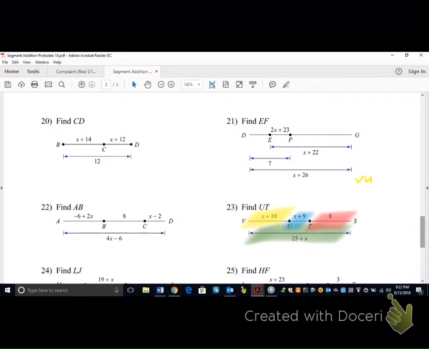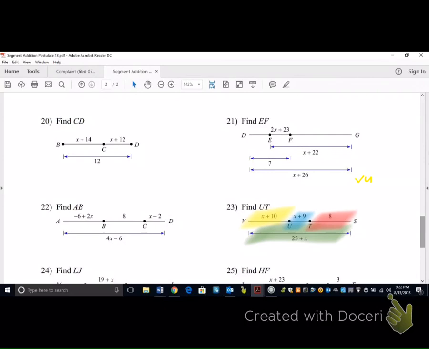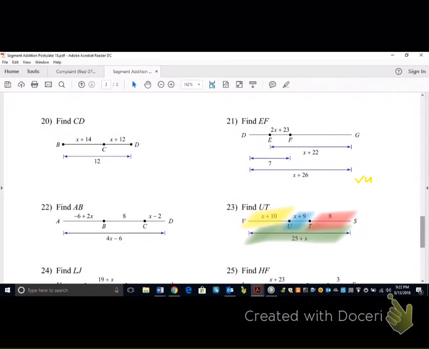Step 1: color code. I told you guys to skip 21, 24, 25. The rest, 20, 23, and 24, are all going to be like this, okay? You're going to have 3 colors. Now, I know yellow plus blue plus red doesn't equal green, but they're the colors I chose, so deal with it.